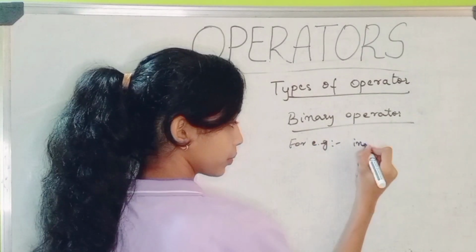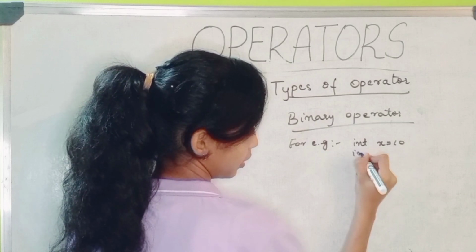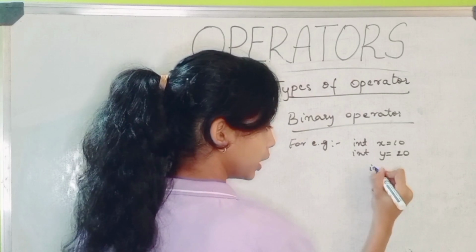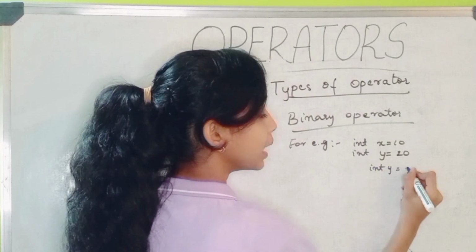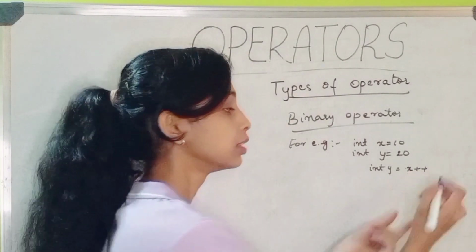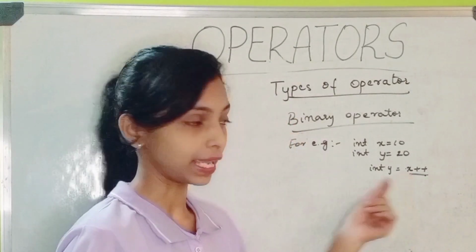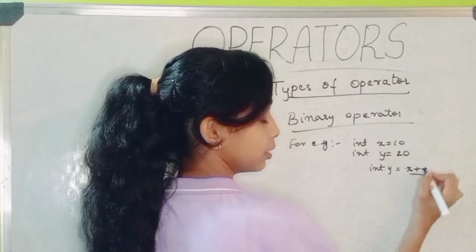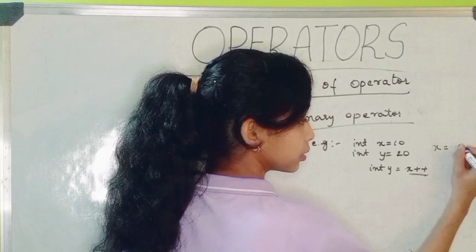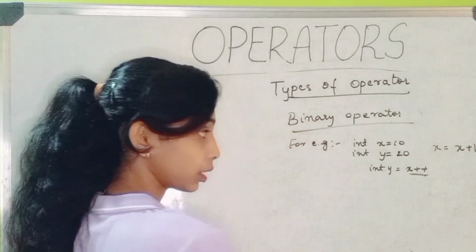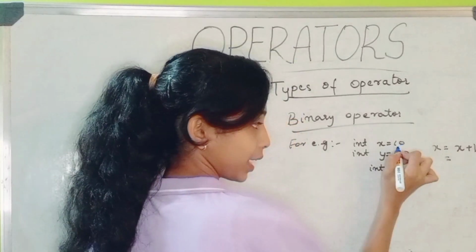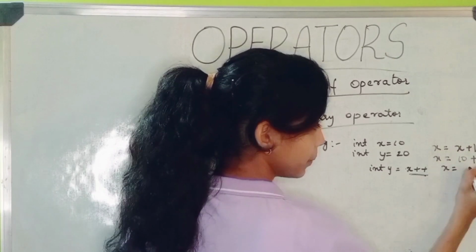We have int x is equal to 10, int y is equal to 20, and also int y is equal to x plus plus. So what are we having here? We are having the postfix given for x. What does the plus plus indicate? It indicates that x is equal to x plus 1. The value of x is 10, so the value of x will become 11.